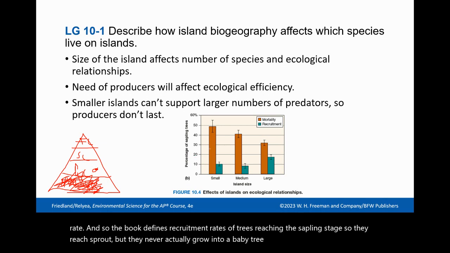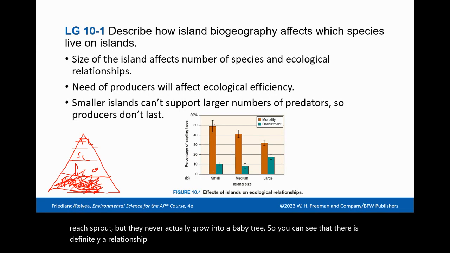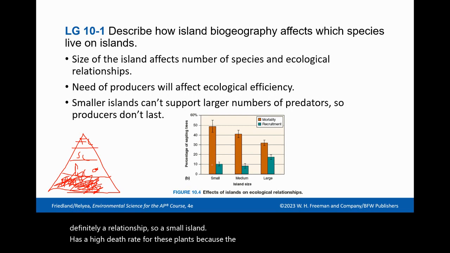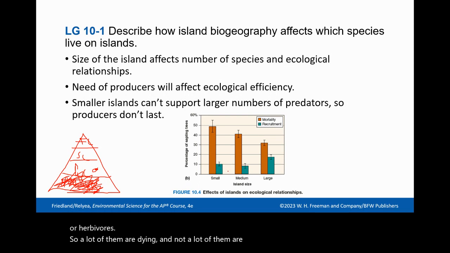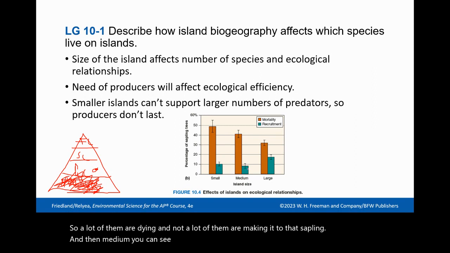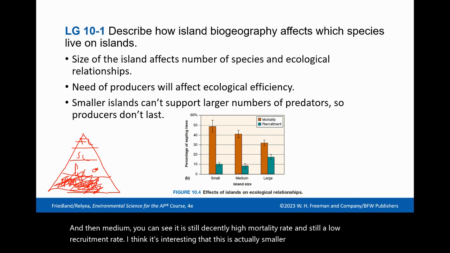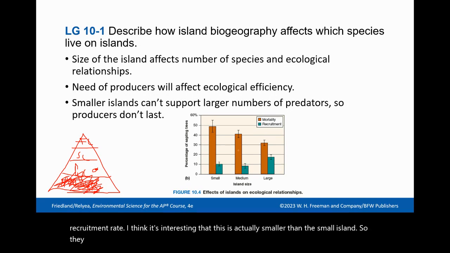So you can see that there is definitely a relationship. A small island has a high death rate for these plants because the primary consumers are going to eat those. They're herbivores. So a lot of them are dying, and not a lot of them are making it to that sapling. And then medium, you can see it is still decently high mortality rate and still a low recruitment rate.